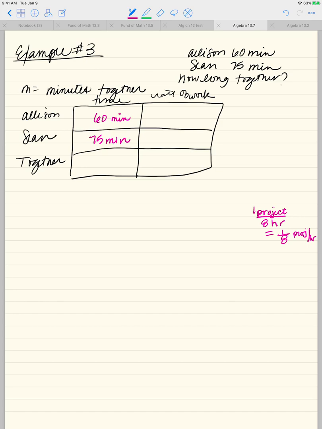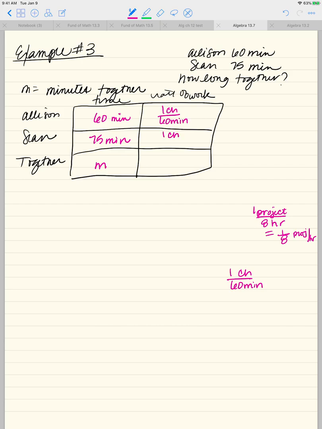The time that it takes them together is what we don't know. So that's our variable. So that's M. Okay, what's Allison's rate of work? Allison's rate of work is 1 chapter per every 60 minutes. Okay, so 1 chapter over 60 minutes is Allison.